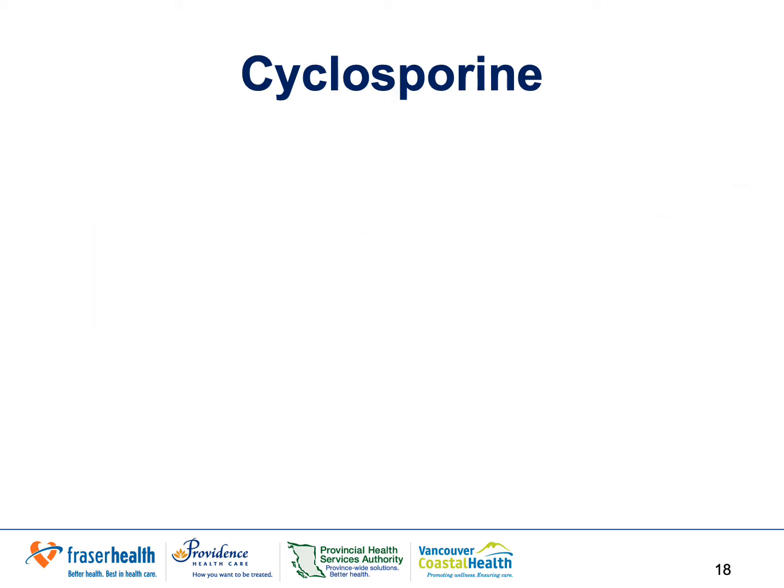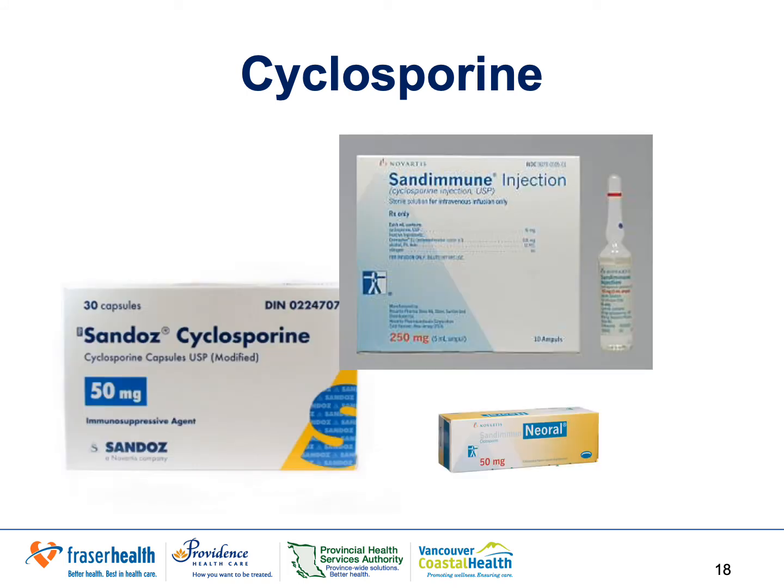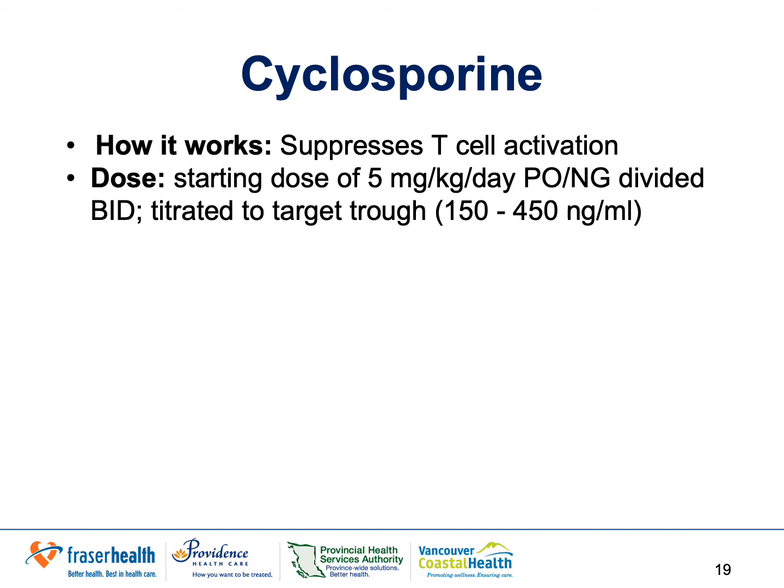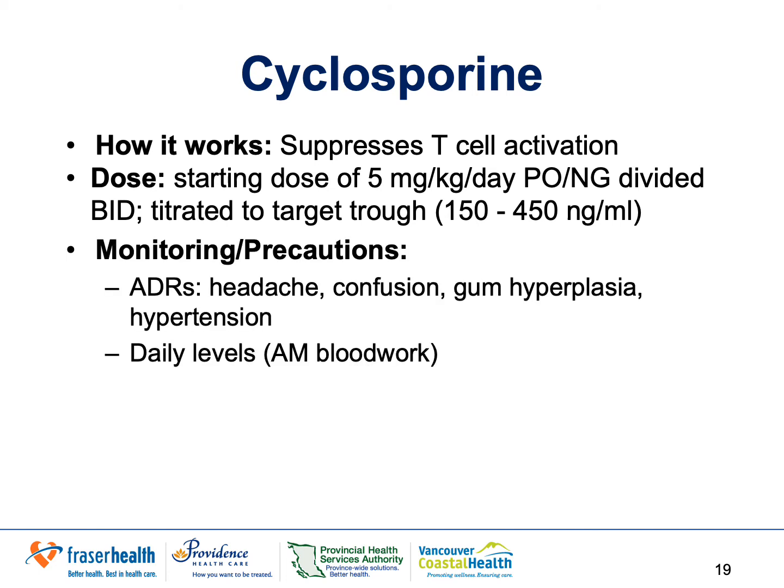Cyclosporin comes in different formulations, the capsules and the injection form. It works by suppressing T cell activation, and the dosing starts with 5 milligram per kilogram per day, PO or NG tube, divided BID, and it is titrated to target trough of 150 to 450.